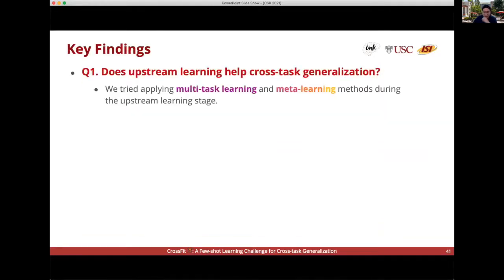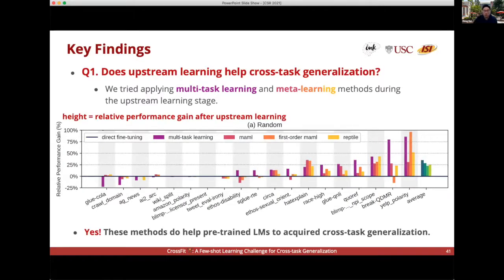I'm not going to show all the analysis we have, but I just want to have two takeaways here. One takeaway is, does the upstream learning help the cross-task generalization? The way we did that is to train the model on upstream data sets using either multitask learning strategies or meta learning strategies, and then take these two model checkpoints and fine-tune on different downstream tasks, and see how this upstream training improves the downstream performance.